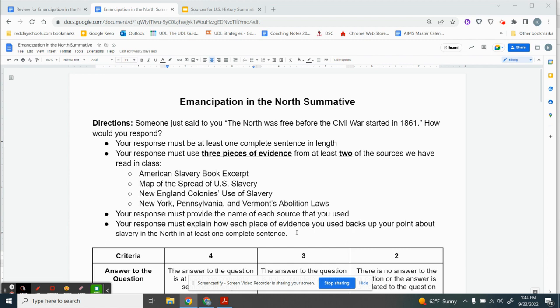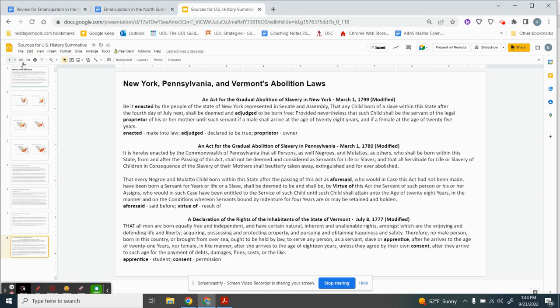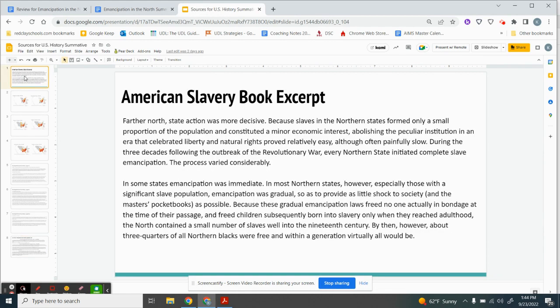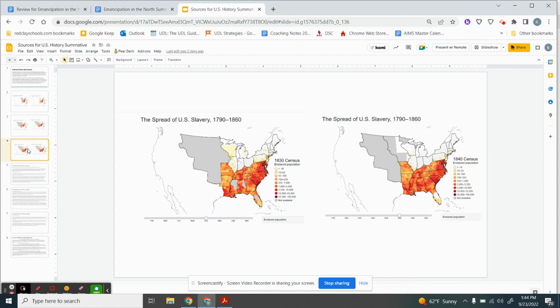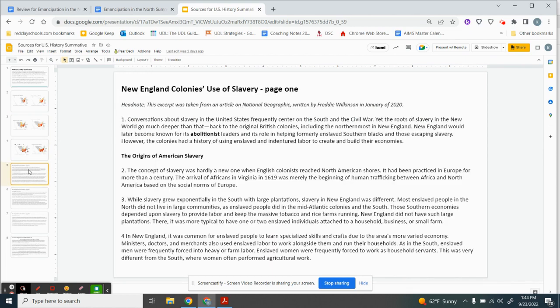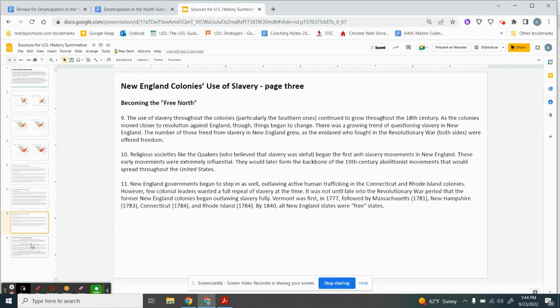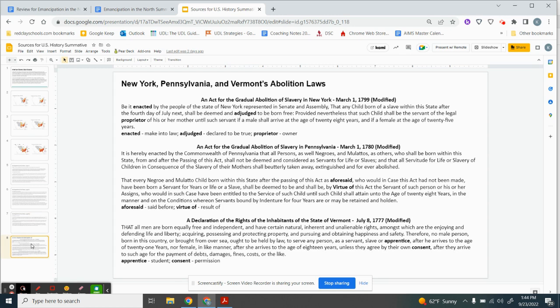So when you go to take this test, you are going to be provided with copies of everything that you have read over the past few days in U.S. history. You're going to get the excerpt of the American Slavery book that you read. You're going to see pictures from the map that you went to online. You're going to get the same section of New England Colonies' Use of Slavery that you saw in class. And then lastly, you're going to see all 3 of the state abolition laws that you looked at in class. So you'll have copies of all of these things to use during the test.